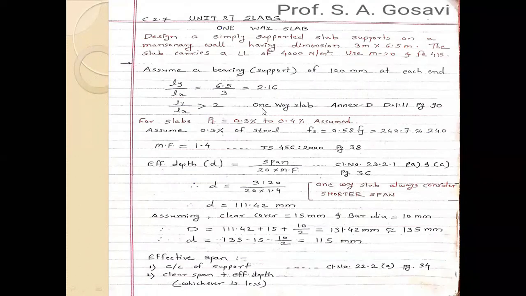Okay, so we will demonstrate through a problem how to design the one-way slab. So now I will dictate the problem first. You write down the problem and simultaneously take your calculator, IS code and notebook. You have to do the calculation and simultaneously check the page numbers on which the clauses are given. I will tell you that.